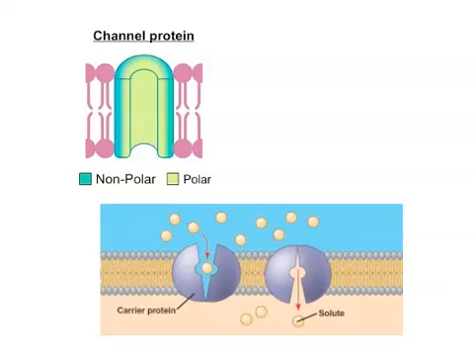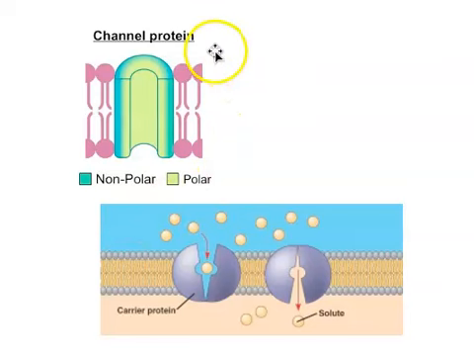Integral membrane proteins can serve a lot of functions. Some of them act as channels, some of them act as carriers. In both of those instances, the protein is helping something get across the membrane. We're going to talk about membrane transport in our next lecture, but for right now, I want you to look at how channel proteins and carrier proteins are structured.